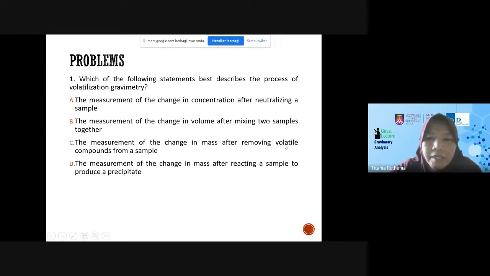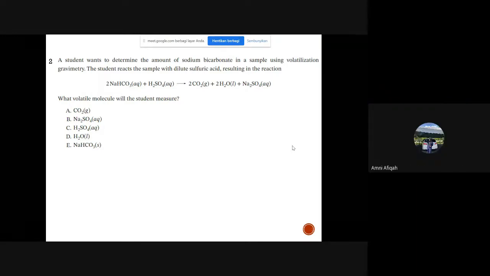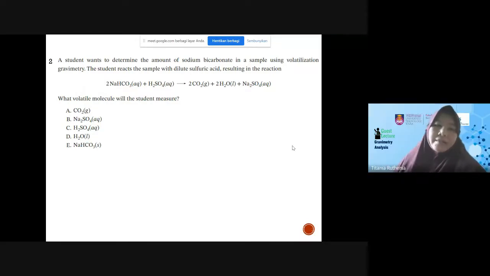So this is volatile. Number two, a student wants to determine the amount of sodium bicarbonate in a sample using volatilization gravimetry. The student reacts the sample with dilute sulfuric acid, resulting in the reaction like that. What volatile molecule will the student measure? A, B, C, D, E. A, yes, you are correct. CO2, because this should be volatile.